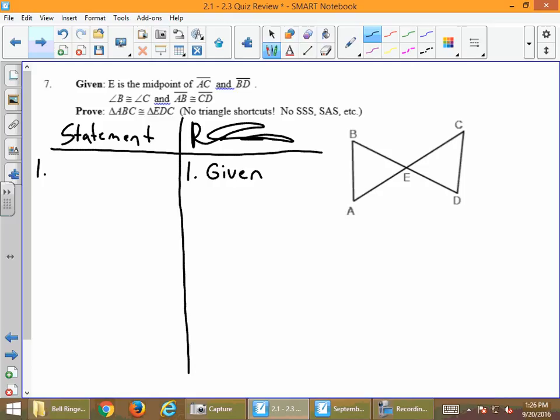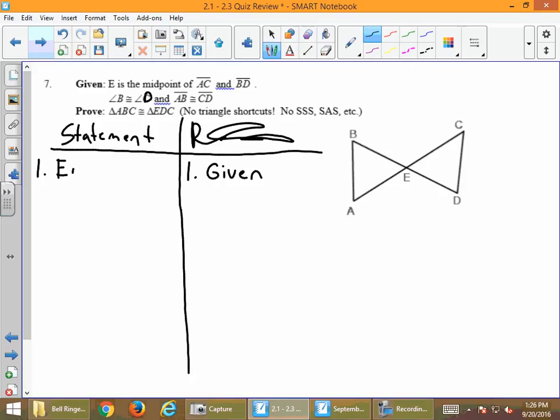Well, what was I given? E is the midpoint of AC and BD. What else? Angle B is congruent to angle C. Oh, D for you. It's D for you guys. Don't worry about that. It's angle D. And then AB is congruent to CD, right? Those 3 things. Write them all down.